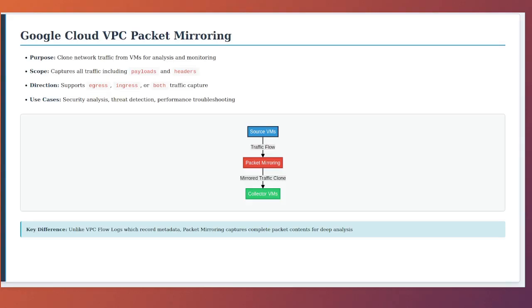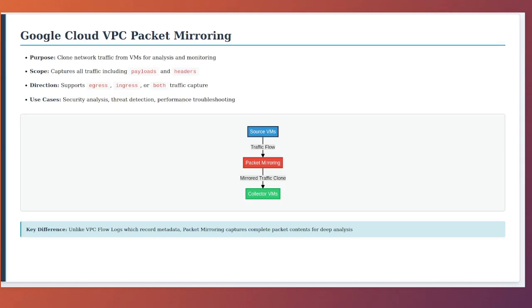Below that, we see packet mirroring performing its cloning operation. The arrow labeled mirrored traffic clone shows that packet mirroring creates exact copies of packets without interfering with the original traffic. This mirroring happens at the virtual machine level, not at the network infrastructure level, which is an important architectural distinction. At the bottom of the diagram, we have collector virtual machines receiving these mirrored packets.